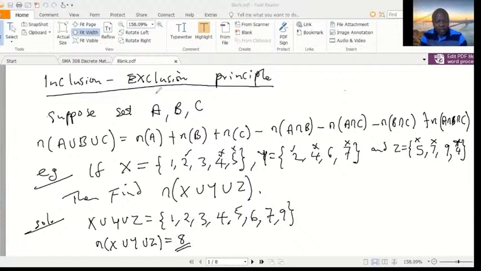Now, for this question, we can get the union and then count the elements. But there's other questions where you cannot find the union, and so the only method that will work for those questions is the inclusion-exclusion principle. So then let's look at such examples where we cannot find the union, where it's only the inclusion-exclusion principle that will work. Let's look at such examples.